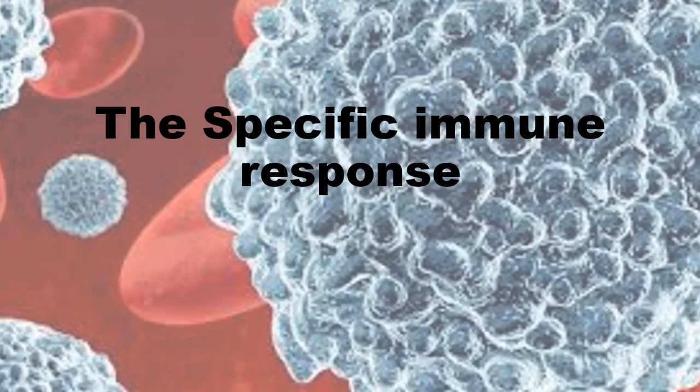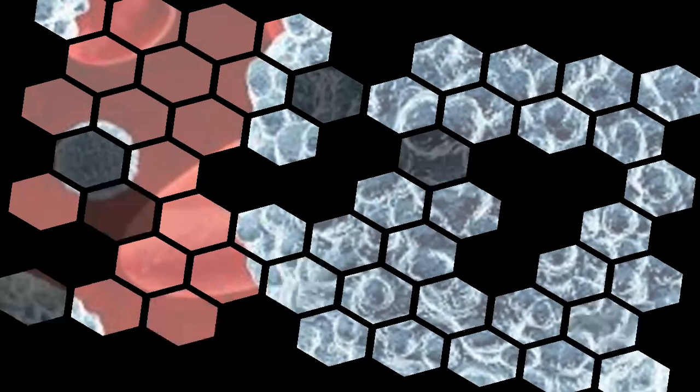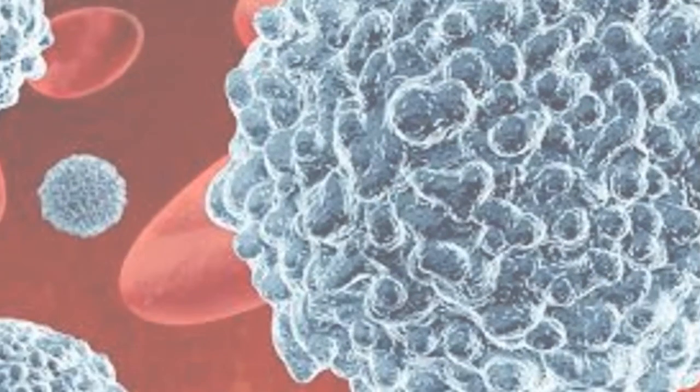Hello, today's lesson is about the specific immune response. This is going to be your second activity, page 140. Let us first remember that the immune response is the battle that takes place between the immune cells and the pathogens or any non-self that tries to invade our bodies.